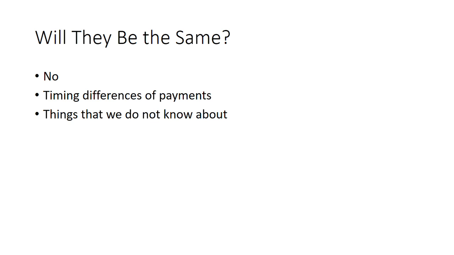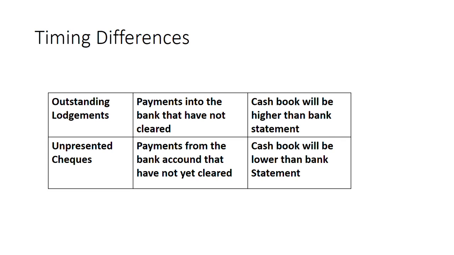Things like bank charges and what have you. I'll take you through those in a minute. So in the timing differences, what are the technical terms here? We've got two technical terms. We've got outstanding lodgements, and all that is payments that we've made into the bank. So we're making payments into the bank.